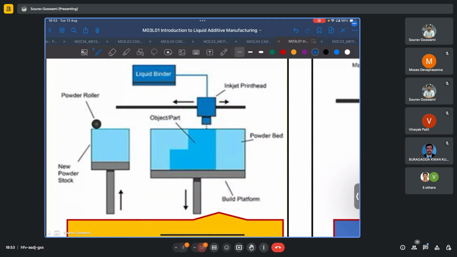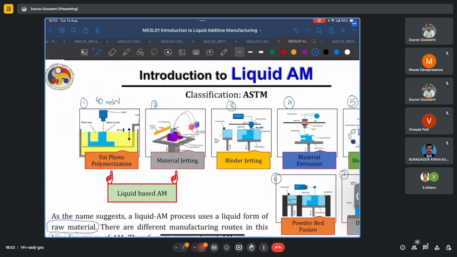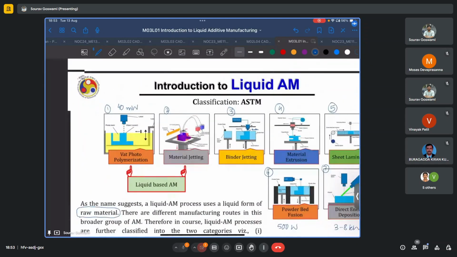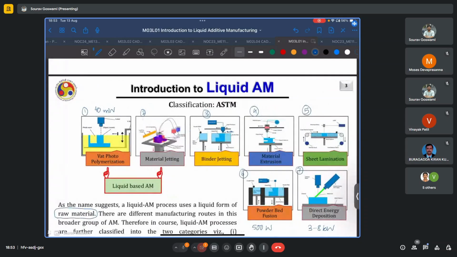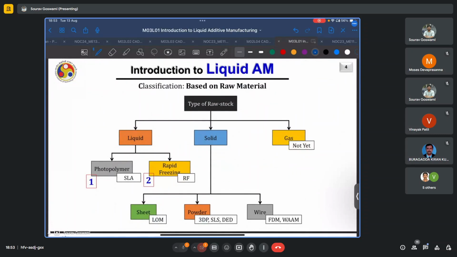spread by a recoater or a roller, and it is only the binder that we are further depositing using the head. The raw material is still in powdered solid form. Thus, it is not a liquid based process. From this flowchart, we'll be looking at mostly these processes marked 1 and 2. So, for the type of raw stock, which are liquid and which may correspond to either photopolymer or to rapid freezing.